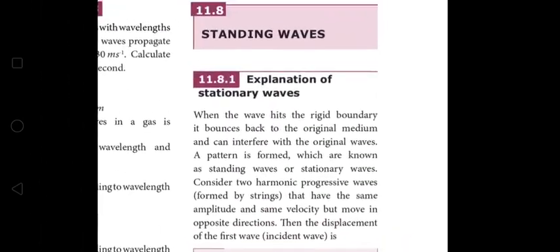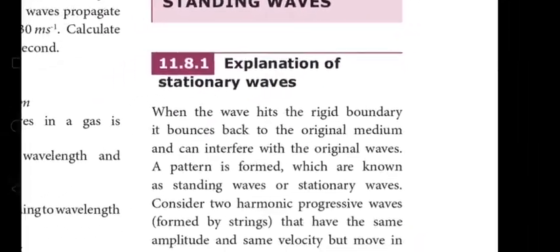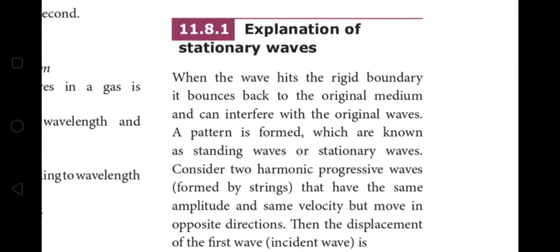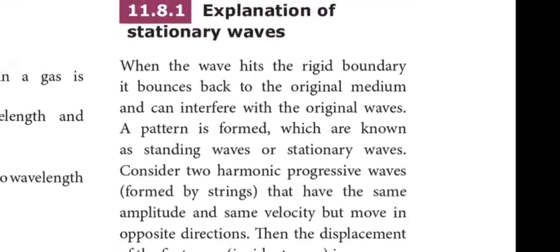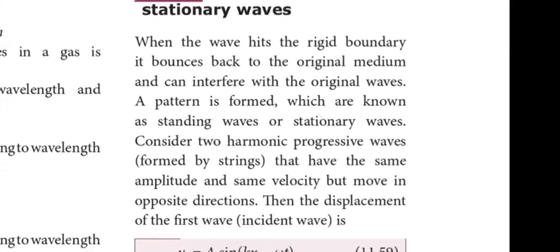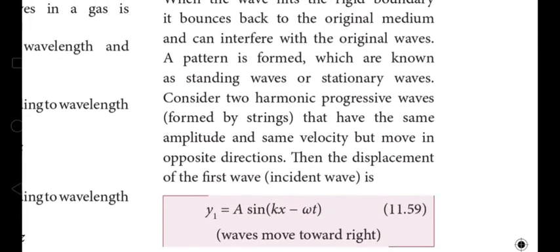Okay, next we pass on to standing waves. What is meant by standing waves? First, we are going to see the explanation of stationary waves. When waves hit a boundary and are reflected back into the original medium, they can interfere with the original waves. So a pattern is formed, which is known as a standing wave or a stationary wave. We consider two harmonic progressive waves on a string that have the same amplitude and the same velocity but move in opposite directions.